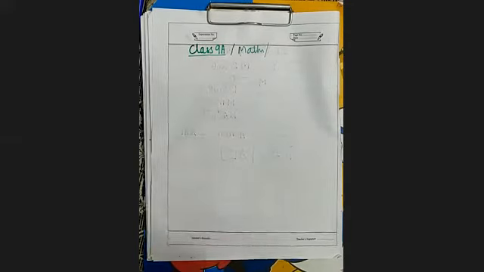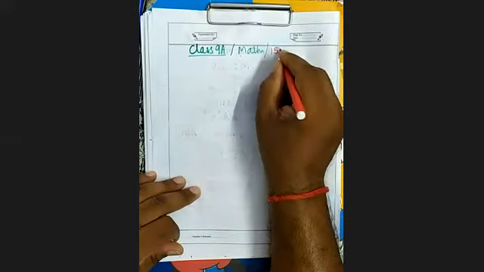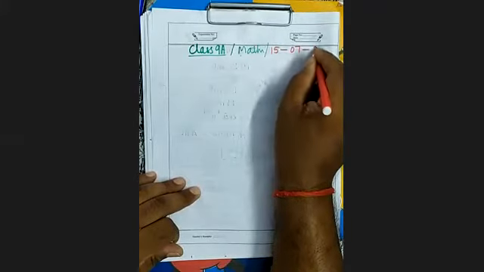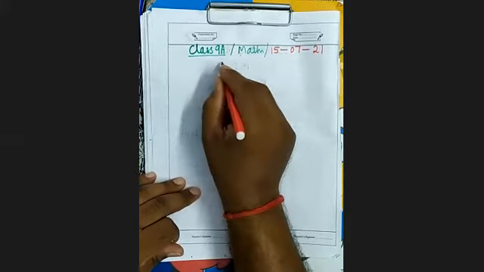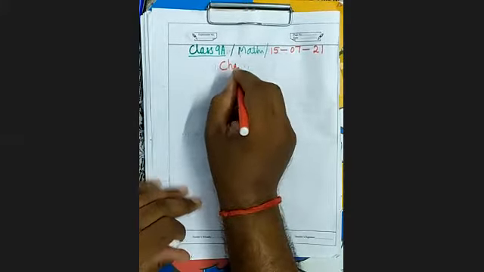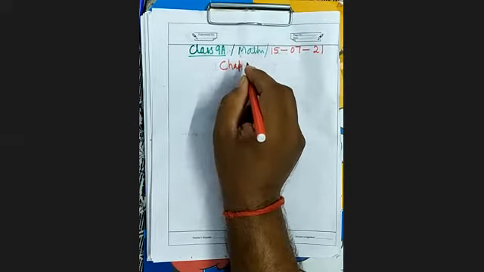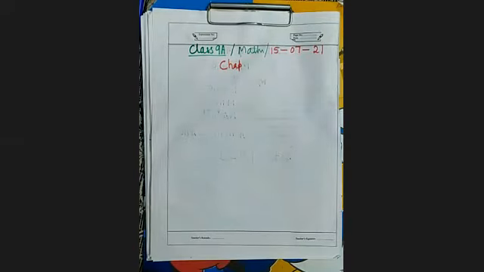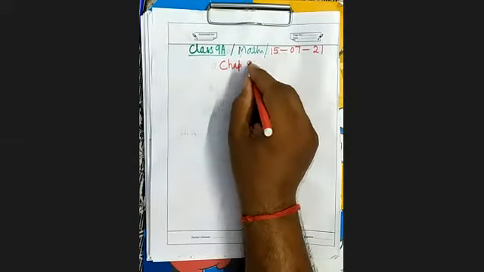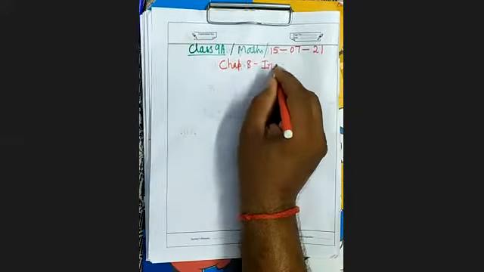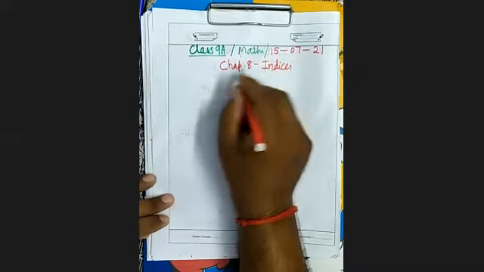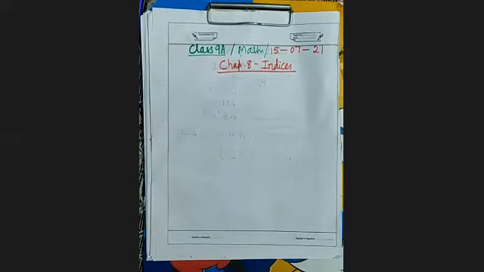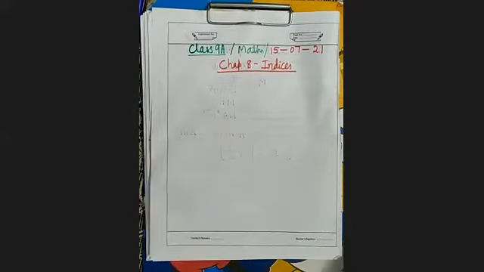Today's date is 15. This is chapter 8, indices. Now you can see here, still some are left.